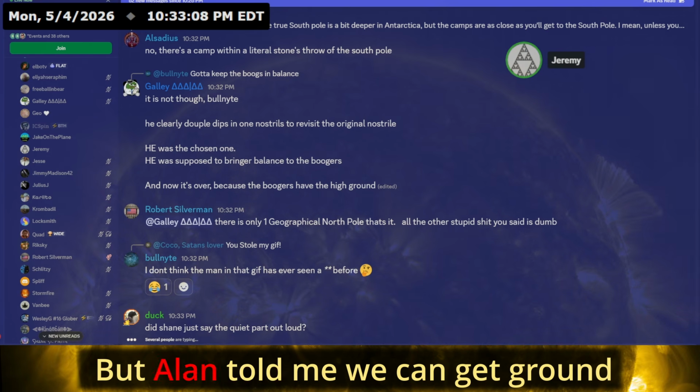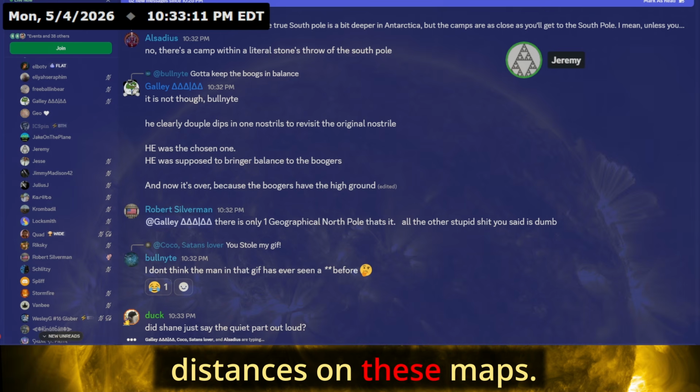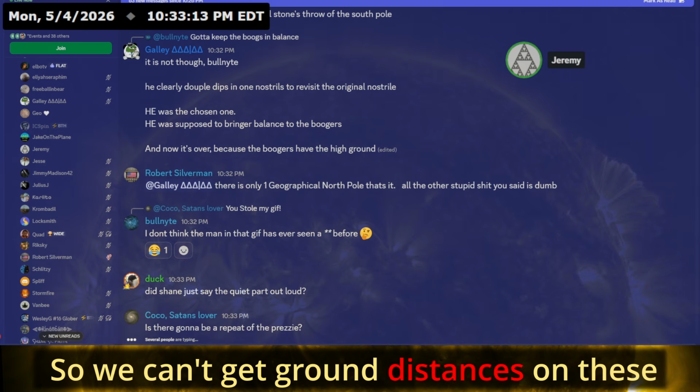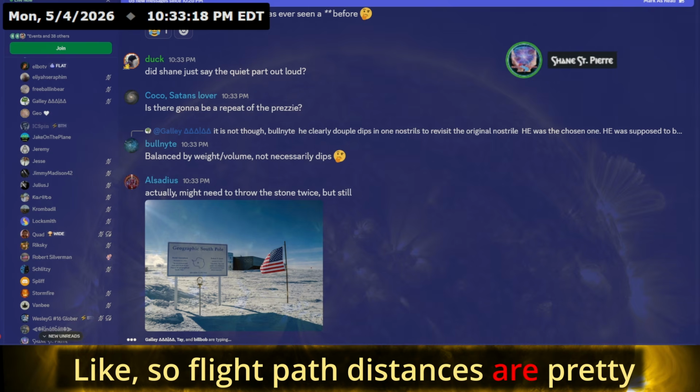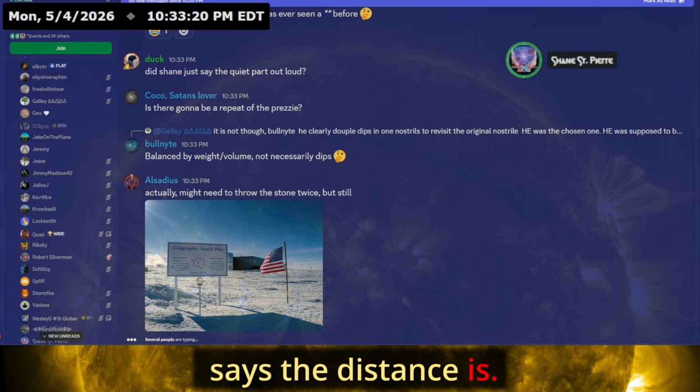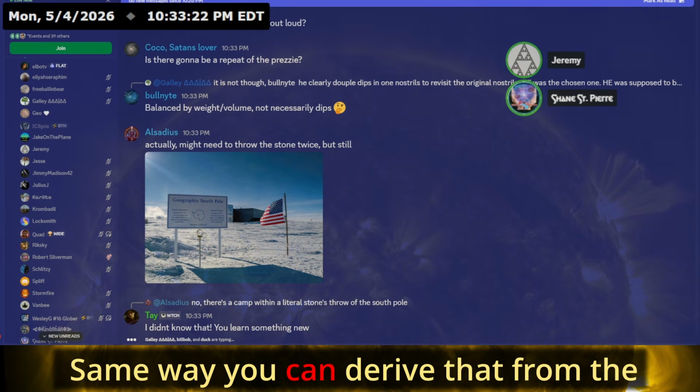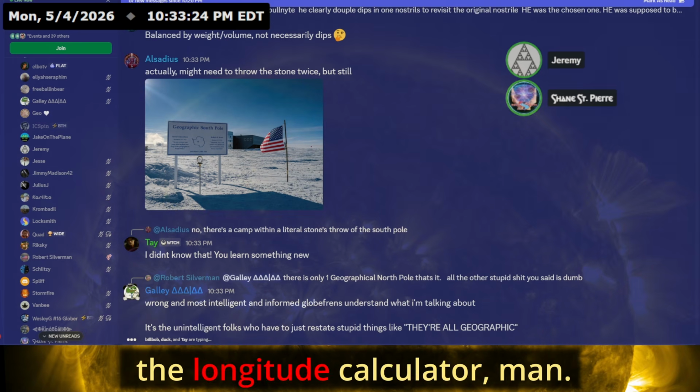Hey, that's neat. But Alan told me we can get ground distances on these maps. So we can't get ground distances on these maps. Then you're saying you get latitude distances, right? Like flight path distances, pretty much what Google Earth says the distance is. That's what you can derive on the map, the same way you could derive that from the Gleason's map if you use the longitude calculator, man.